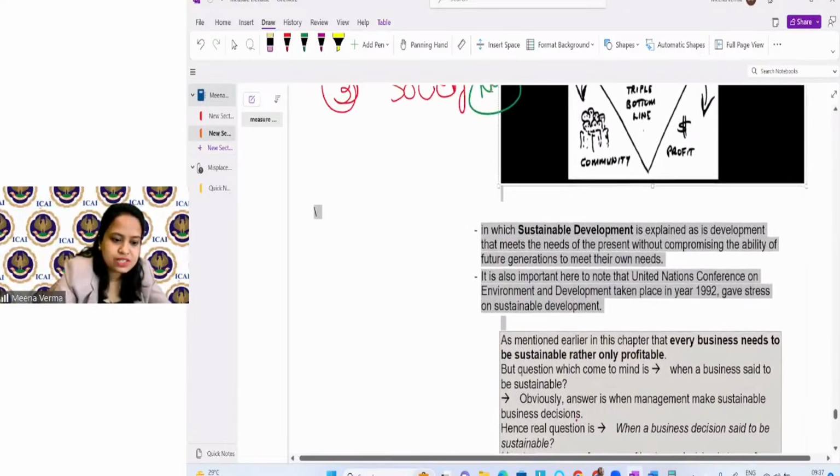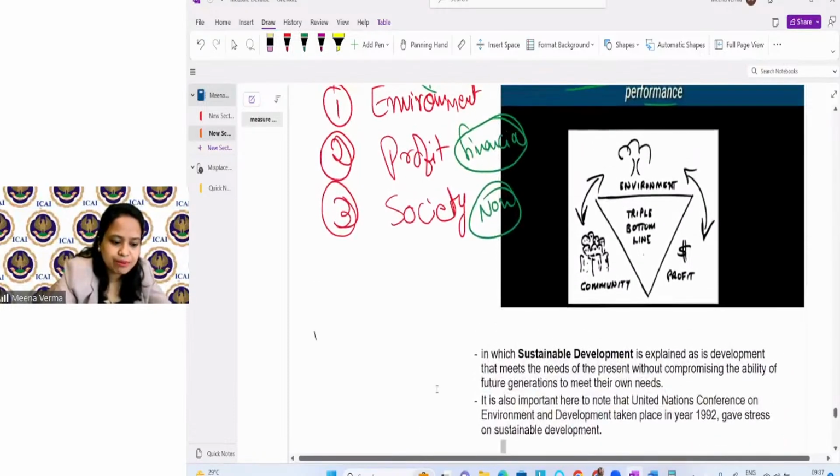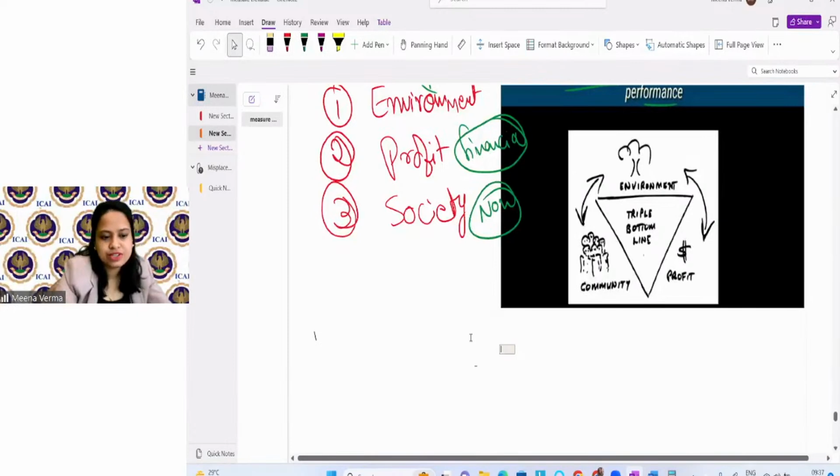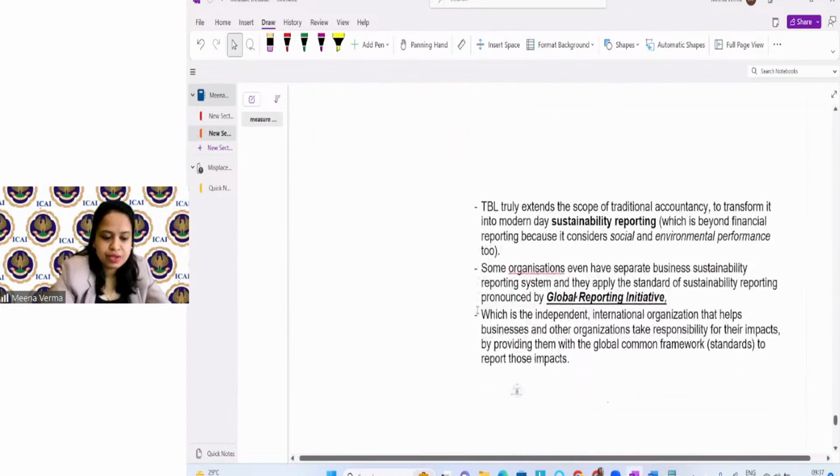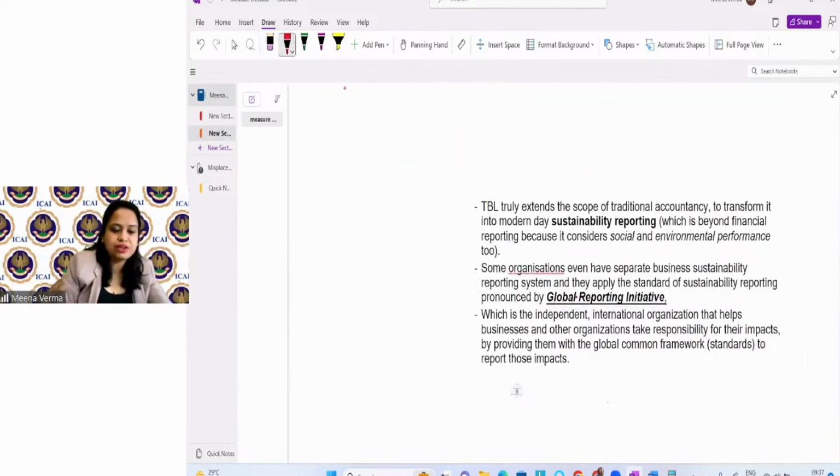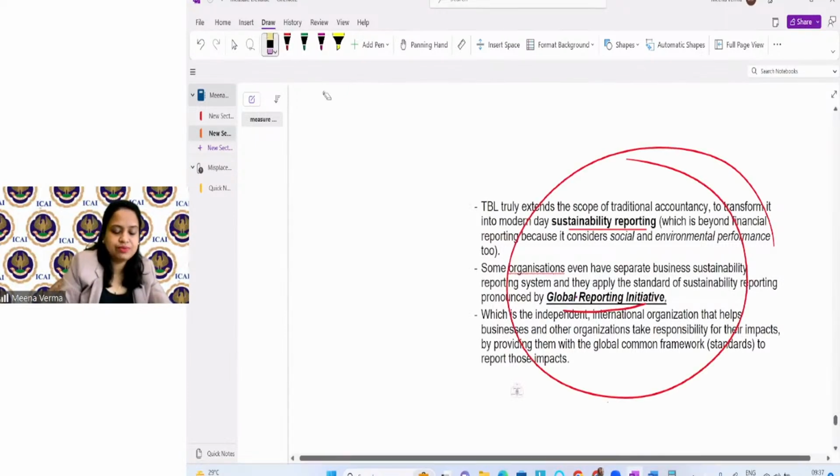So this will result in sustainable development of the company. The company will sustain for a long time period. And the company will have to prepare a sustainability report, right? And the Global Reporting Initiative has been initiated, right?